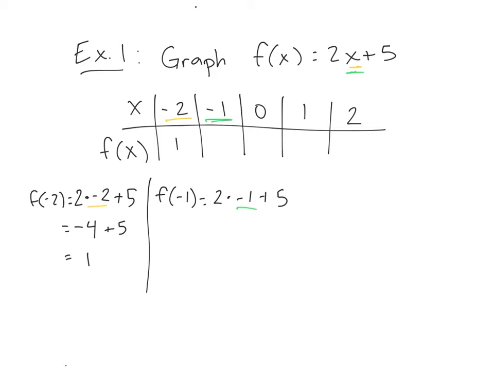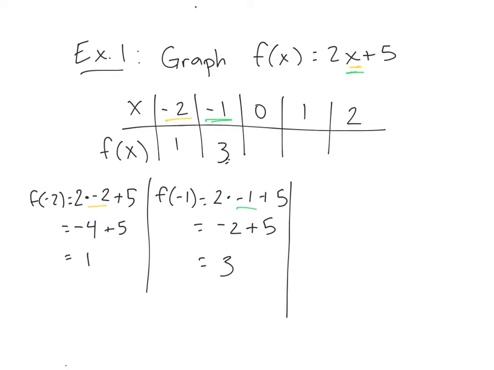And if I go ahead and work that out, 2 multiplied by -1 is going to make a -2. And -2 plus 5 is going to make a +3. So my output value for an input of x equals -1 is going to be 3. So my coordinate point here is going to be -1, 3. Alright, I'm going to do it again for 0.